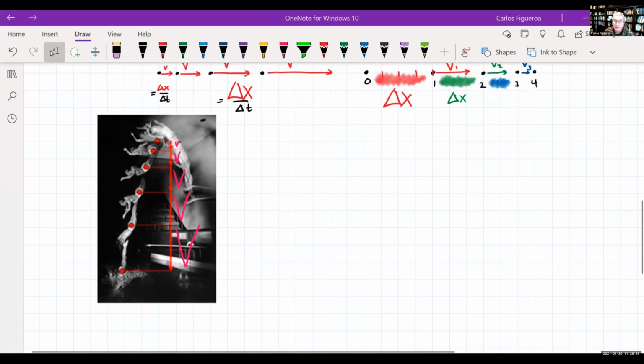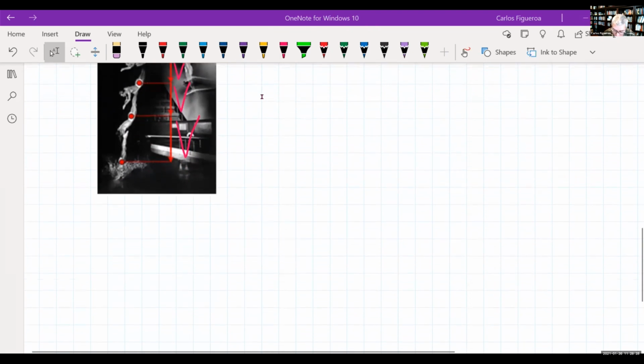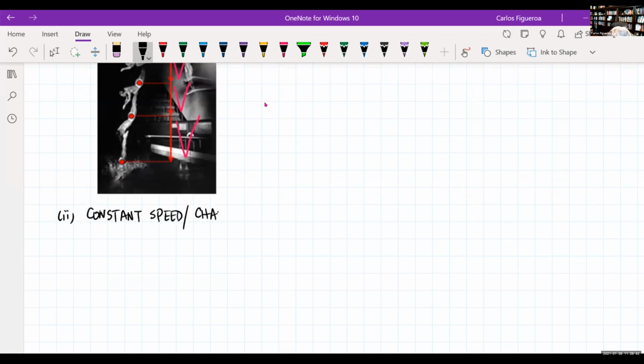Now, if I go to the other situation, we talked about changing speed, constant direction. Now I'm going to go the other direction. If I look at this situation, I'm going to have constant speed, and then I'm going to have changing direction.